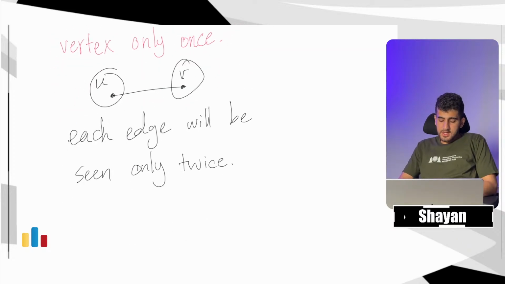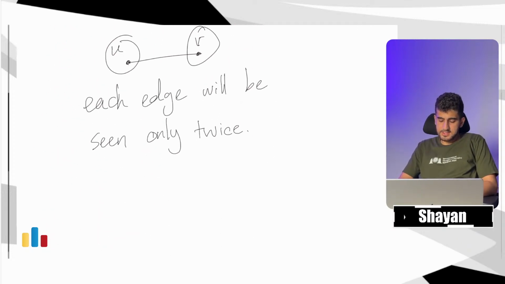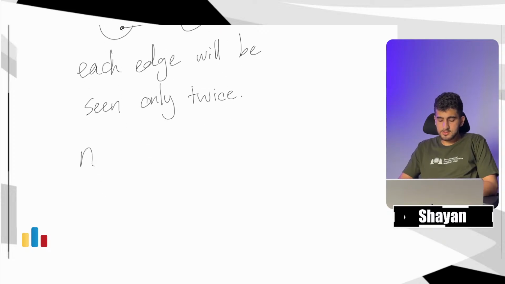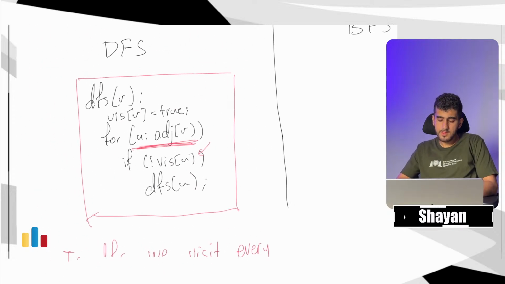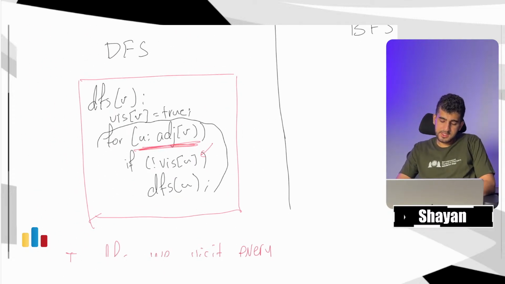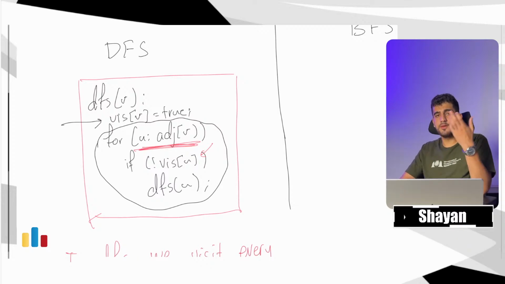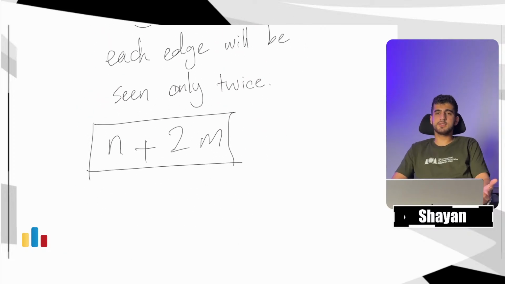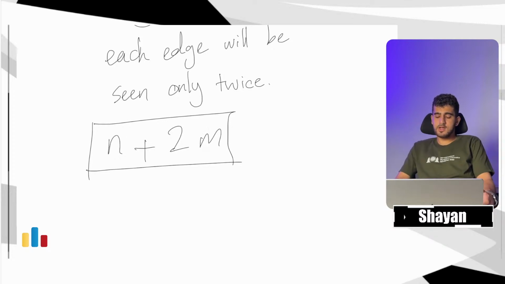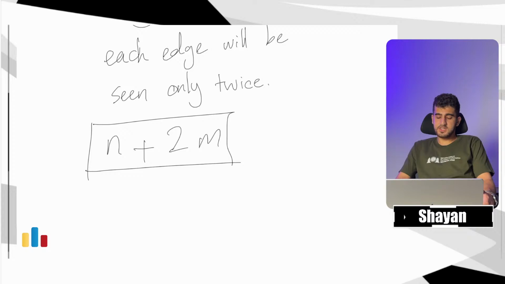So in DFS, each vertex will be visited only once. I have n vertices, so it's going to be n, plus each edge will be visited 2 times, so plus 2m. The sum of the lengths of this for loop is going to be 2m, and the number of times that this part will be executed is going to be n in total. So the number of operations is going to be n plus 2m. And because we do not consider coefficients, we can say that it is of order n plus m.